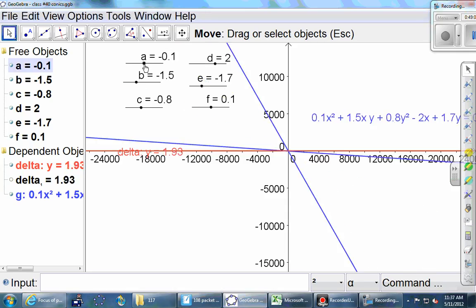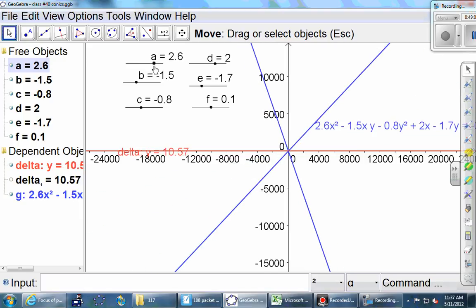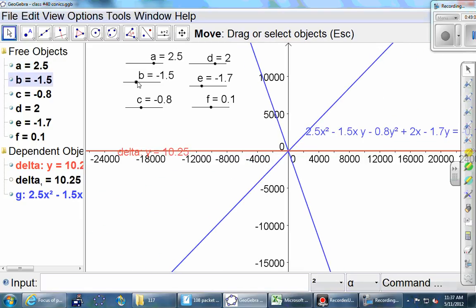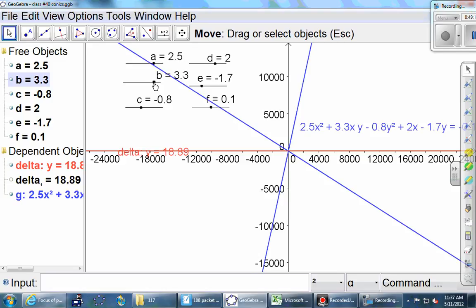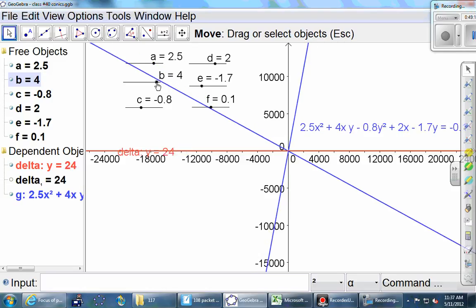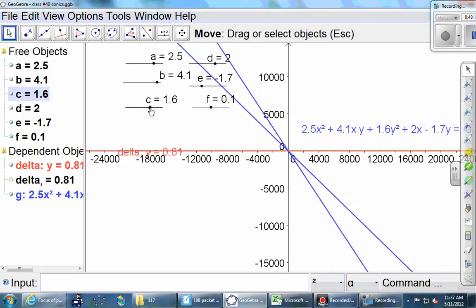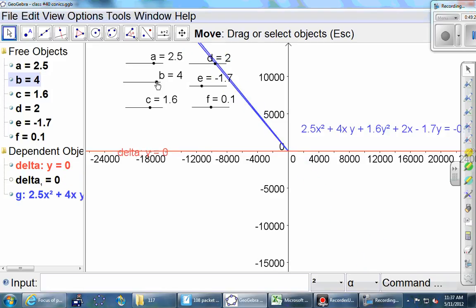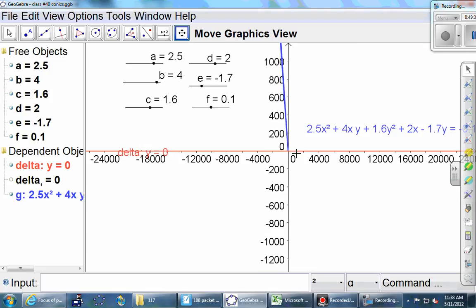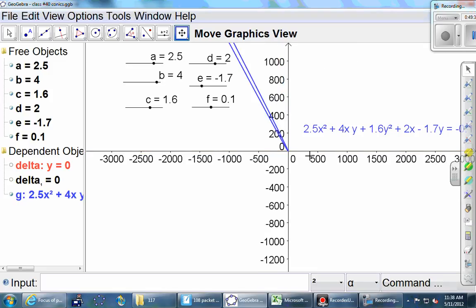All right, 2.5 is there. What was the next one? Is 4? 4 there, and 1.6 was the last guy. 1.6. Should be 4. Okay. Now I had really messed up my axes, so let's see if we can come back to reality here. But at least I see only one piece, so that's a good thing.